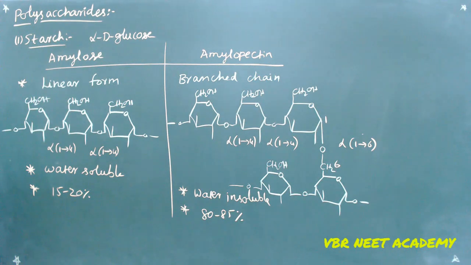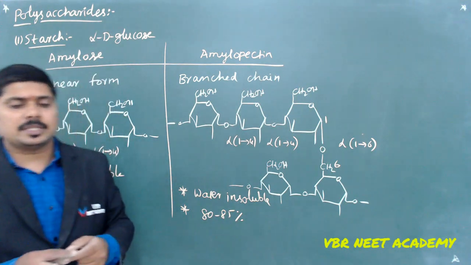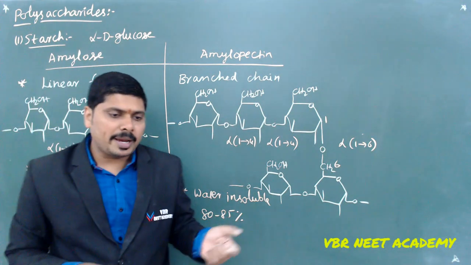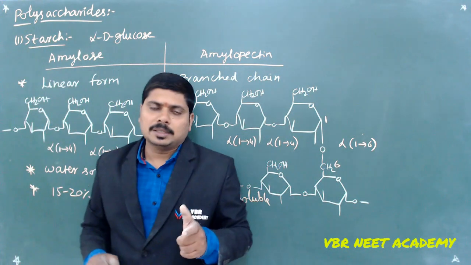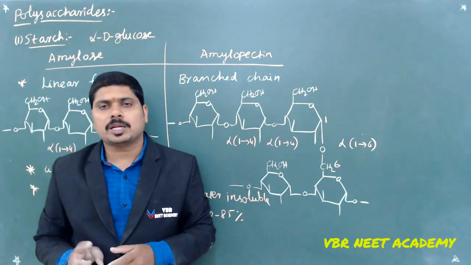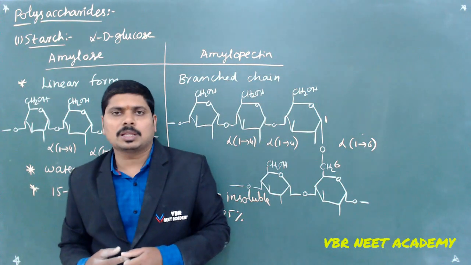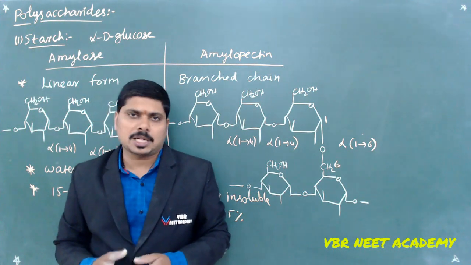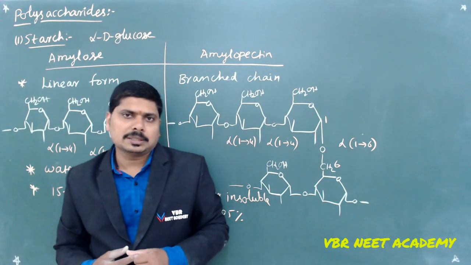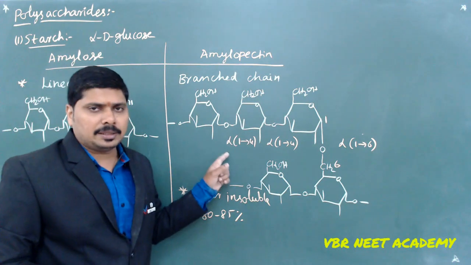And when we take starch, there is also an identification test using iodine. Iodine gives starch iodide, which is blue in color. That is the indication of the presence of starch. Starch is very important as a storage food for all plants. The food is stored in the form of starch. These are the points they usually ask.